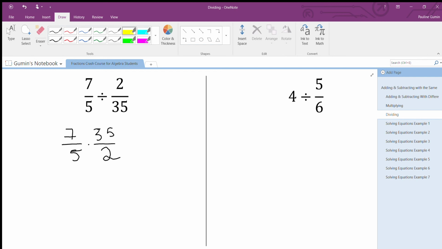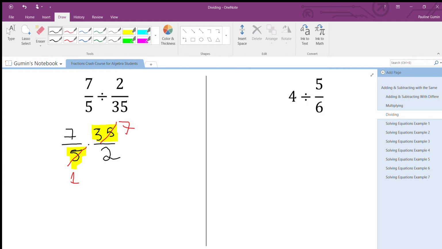Now we're back to multiplying. So let's see what we can reduce. Can I reduce the 7 with the 5 or the 2? Nope. Can I reduce the 35 with the 5 or the 2? Why, yes, indeed. I can reduce it with the 5. I divide 5 by 5, I get 1. 35 divided by 5 is 7.